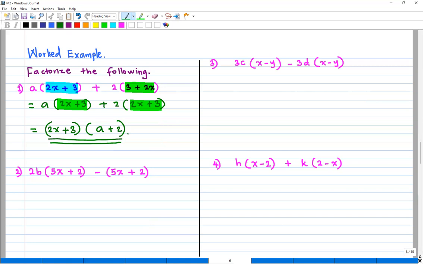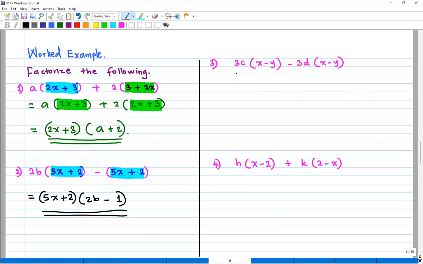Okay, let's go to part 2. For part 2, we are having 2b into 5x plus 2 minus 5x plus 2. Now, this one is okay because this is 5x plus 2 and this is 5x plus 2. So 5x plus 2 will be our GCF. So we say 5x plus 2 into 2b minus, now this is 5x plus 2 and this is 5x plus 2, which is our GCF. So since they are the same, we simply write 1, okay? We consider it as 5x plus 2 divided by 5x plus 2. Now, this becomes our answer.